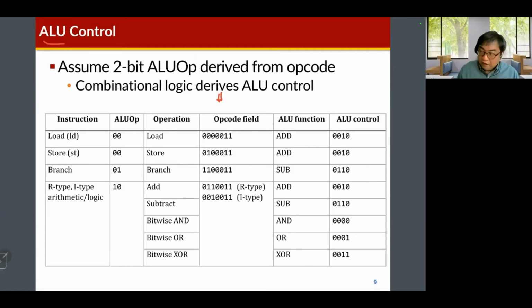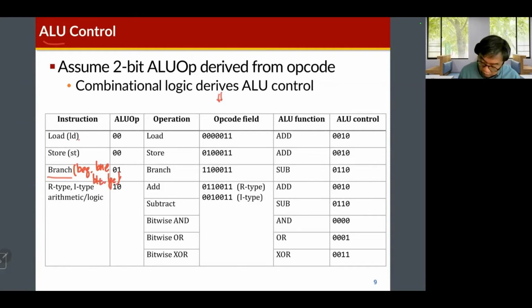So our ALU needs to support load instructions and store instructions. It's the same as the textbook. And then our ALU needs to support many branch instructions like BEQ, BNE, BLT, BGE.